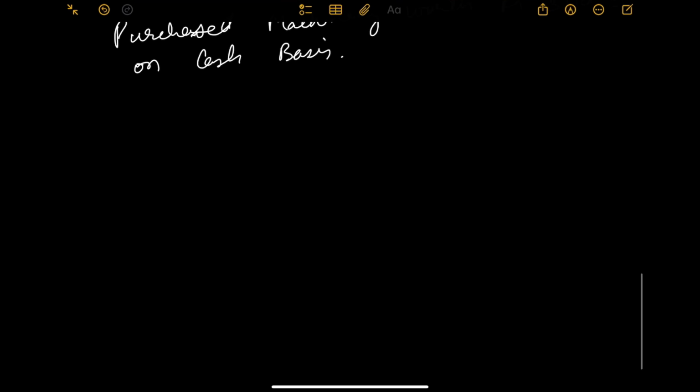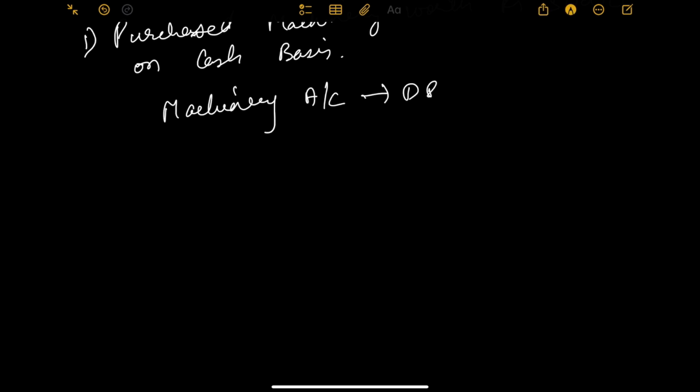So here what we are doing is we are debiting the machinery account, debit by 50,000 rupees, and crediting cash because cash is going out of the business. 50,000 credit, right? So this is how it works.